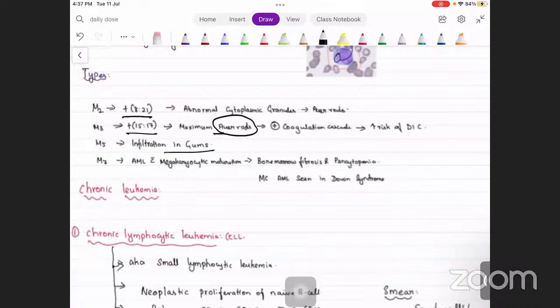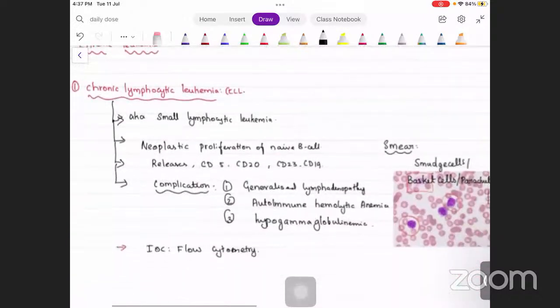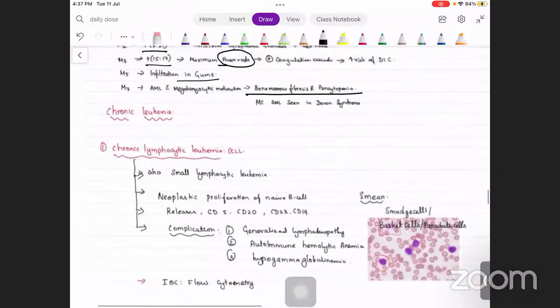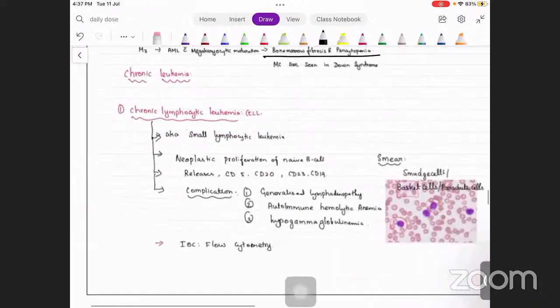M5, infiltration in the gum, and M7, megakaryocytic maturation. So you may see bone marrow fibrosis and pancytopenia. So this is all about the AML and the ALL.